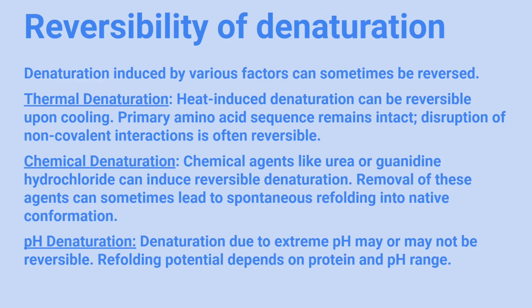This is denaturation caused by extreme pH conditions, which may or may not be reversible depending on the protein and the pH range involved. Some proteins can refold into their native structure when returned to physiological pH, while others may undergo irreversible structural changes or aggregations.